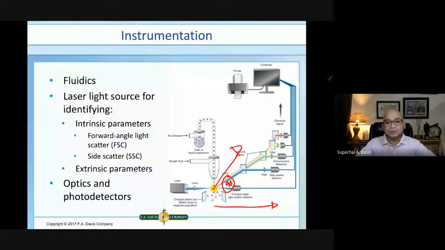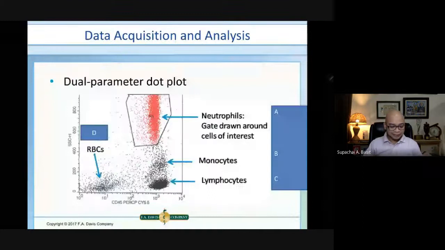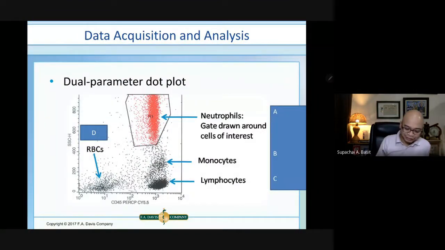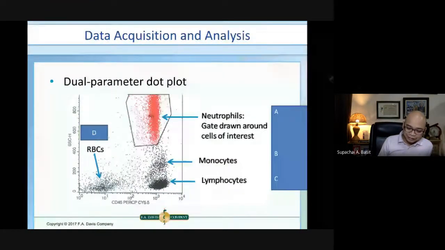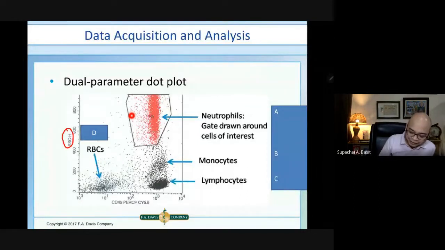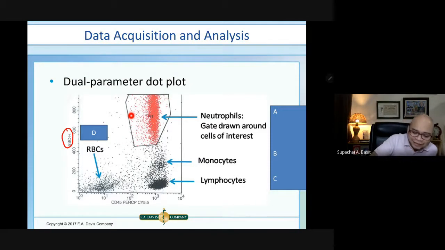Take a look at this particular graph. This is the SSC parameter, and this is the FSC parameter. Take note that FSC measures the diameter of the cells.